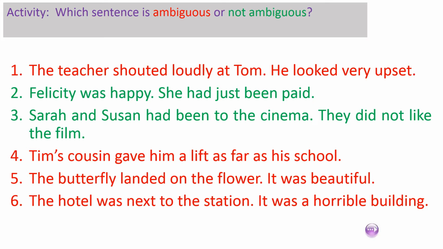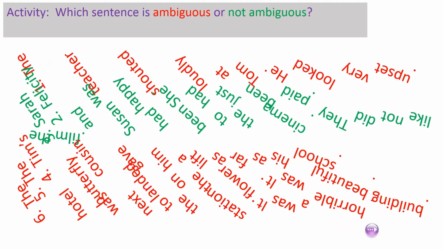Felicity was happy. She had just been paid. Now this one is not ambiguous because it's only one person in the subject, Felicity, and she, the pronoun, is female, so that is clearly explaining that Felicity was happy because she had just been paid. Sarah and Susan had been to the cinema. They didn't like the film. Now this one is not ambiguous because the pronoun is clearly linked to Sarah and Susan.